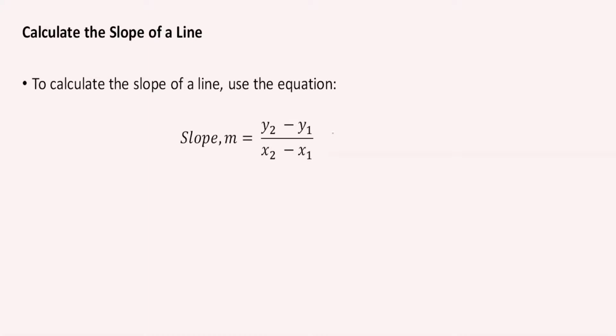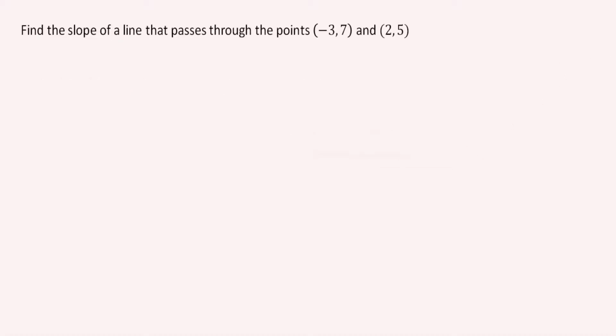So to calculate the slope of a line, we use the equation y2 minus y1 over x2 minus x1. Also realize that this will be the same if you have y1 minus y2 over x1 minus x2. The whole concept of this is rise over run. So that is the main thing we're trying to do here. So let's look at an example. Find the slope of a line that passes through the points (-3, 7) and (2, 5).